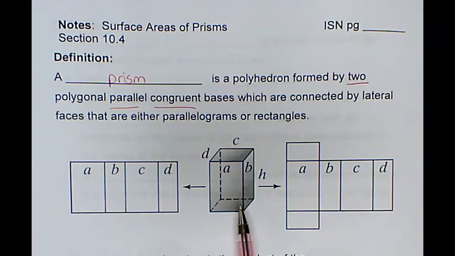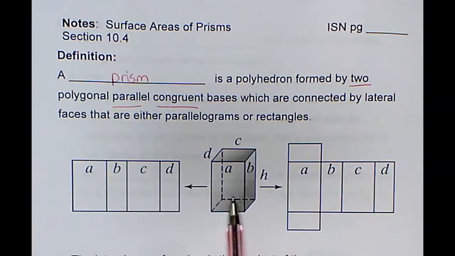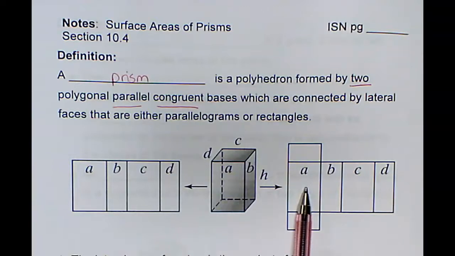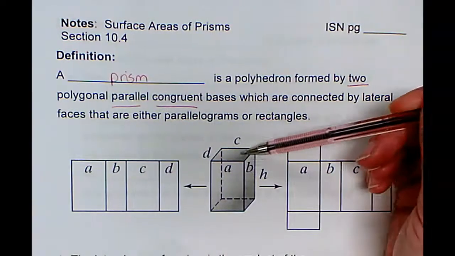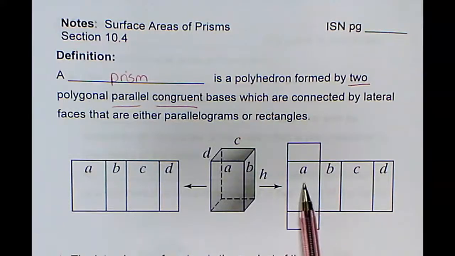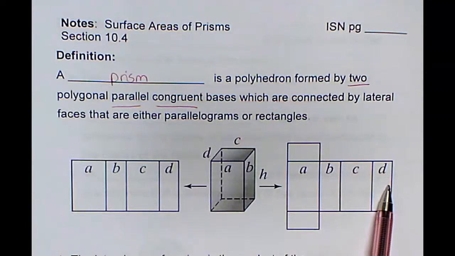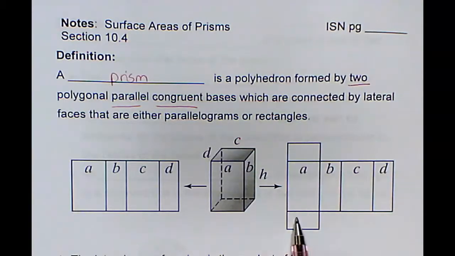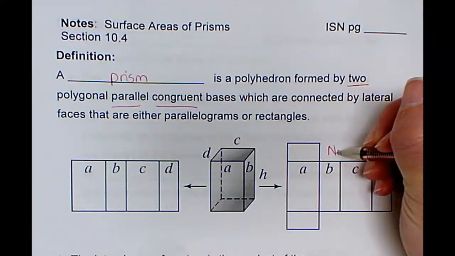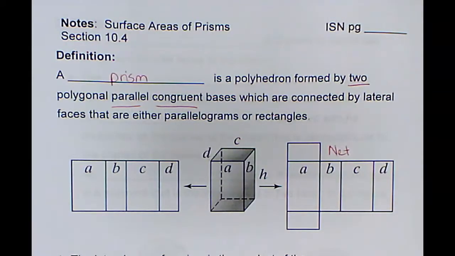So what you see right here is a prism, a rectangular prism. And then off to the right side, you'll notice that it's kind of been unfolded. So we have side A, B, C back here, and D on the side. We've kind of unrolled this. And then we have our bases on the top and the bottom. So this is our net of all of the surfaces of our rectangular prism.